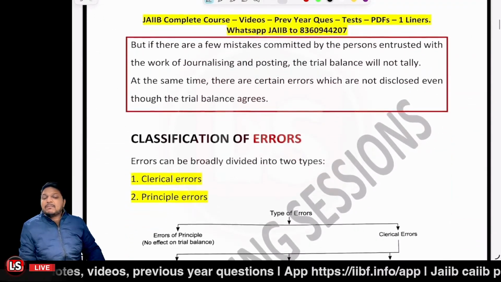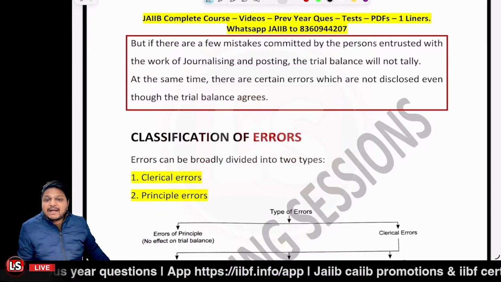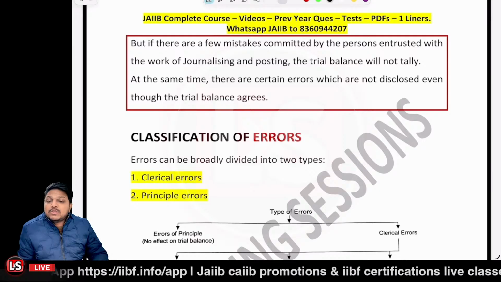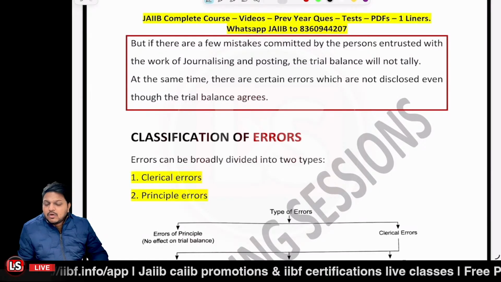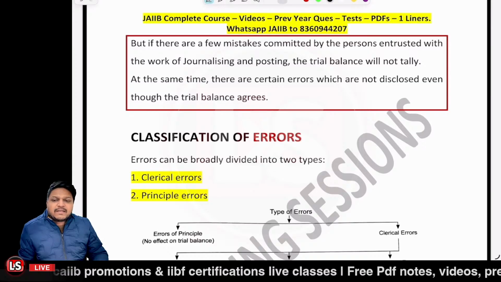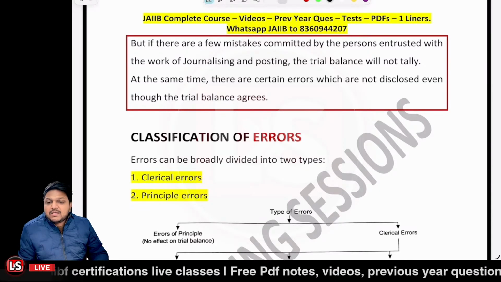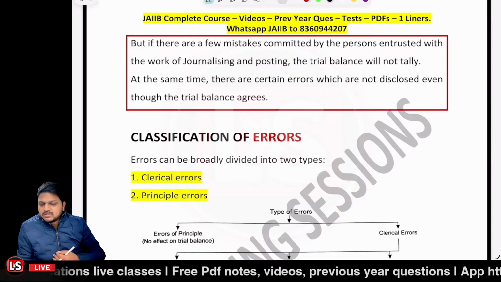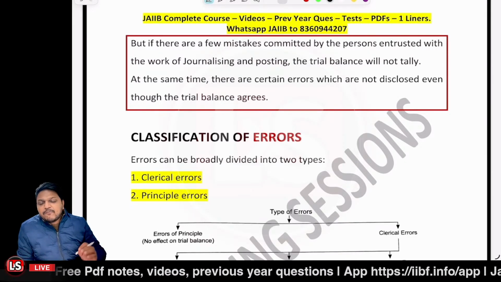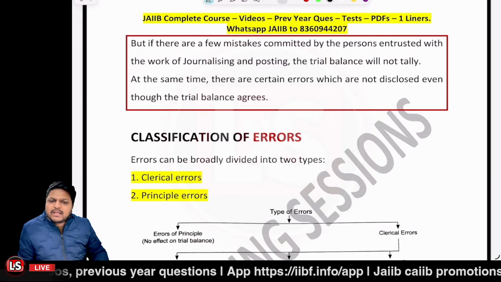There can be some mistakes that we have committed while posting into the ledgers, or when doing the work of journalizing. Now, if the journal entry is all wrong and then wrong posting is done, then it is going to be very hard to identify. Then we need to go through all the vouchers through which you have journalized the entries, right? But if you have posted wrong entries from journal to ledger, then you can check it easily.